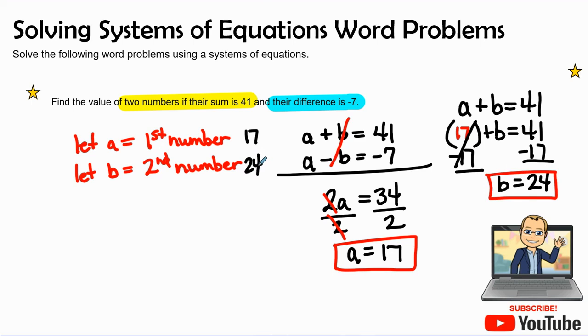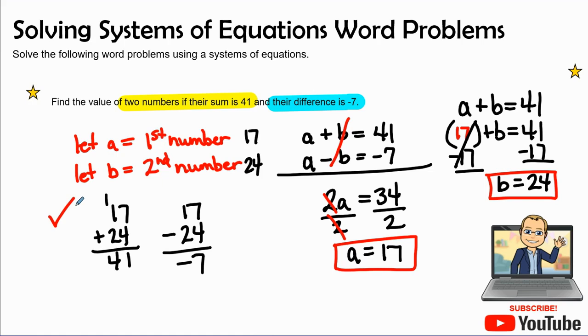Let's see if we got those correct. If we add them together, 17 plus 24 gives me 41. That gives me the answer to my first equation. And then 17 minus 24 gives me a negative 7. So I checked my work and made sure that I found the two values where their sum is 41 and their difference is negative 7.